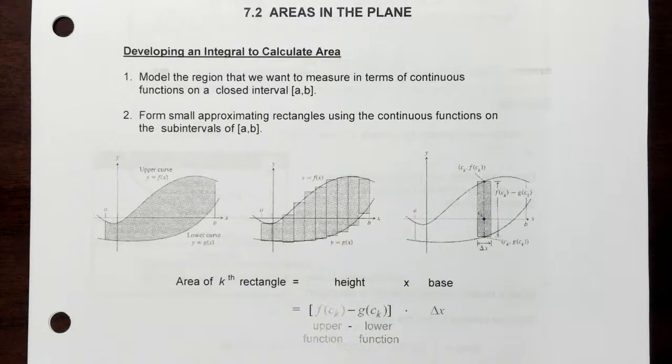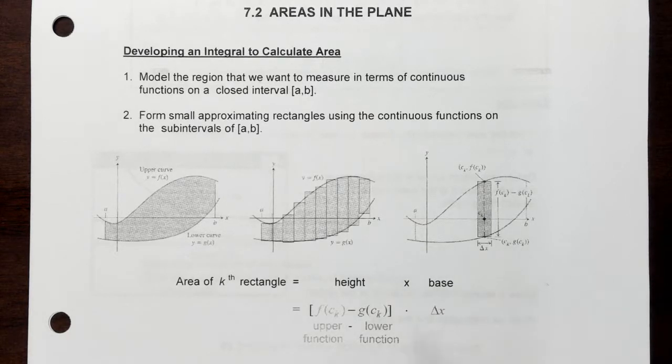Section 7.2, areas in the plane. So this section is similarly related to when we did Riemann sums and finding the area of various rectangles and adding them all together to find the integral. So the steps are: model the region we want to measure in terms of continuous functions on a closed interval a to b.